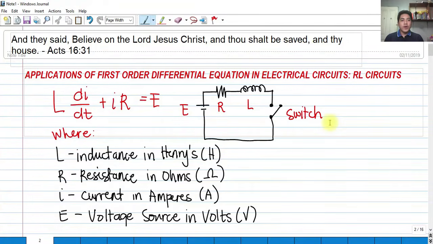Hi, so for today we're going to talk about the applications of first order differential equations in electrical circuits, more specifically in RL circuits, the resistor inductor circuits. That's what RL stands for, resistor inductor.